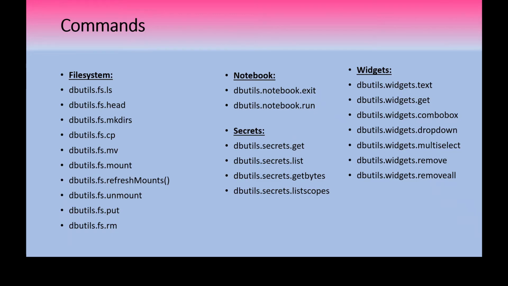Okay. So in this slide, I have given the complete list of commands that are used in Databricks utilities. I have segregated them for all the categories that I explained earlier: file system, notebook, secrets, and widgets. So we will see them one by one. I will show in the demo one by one.